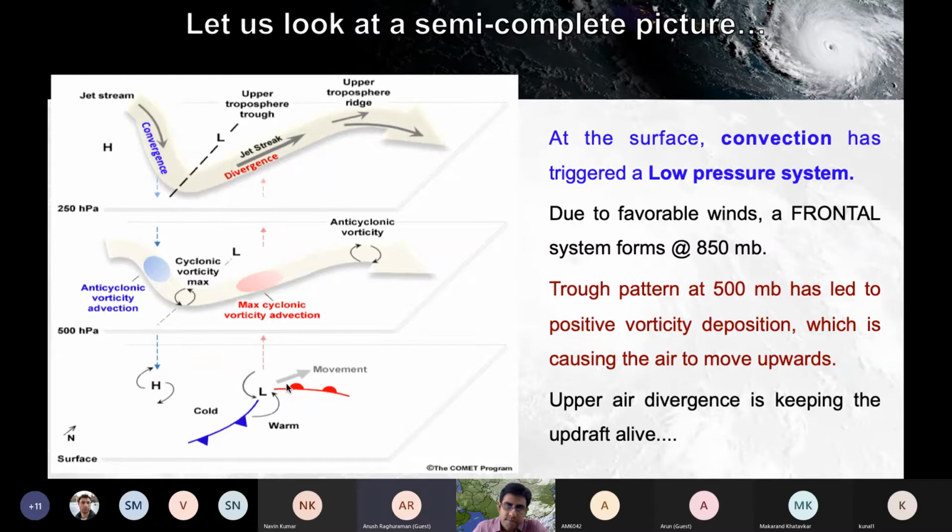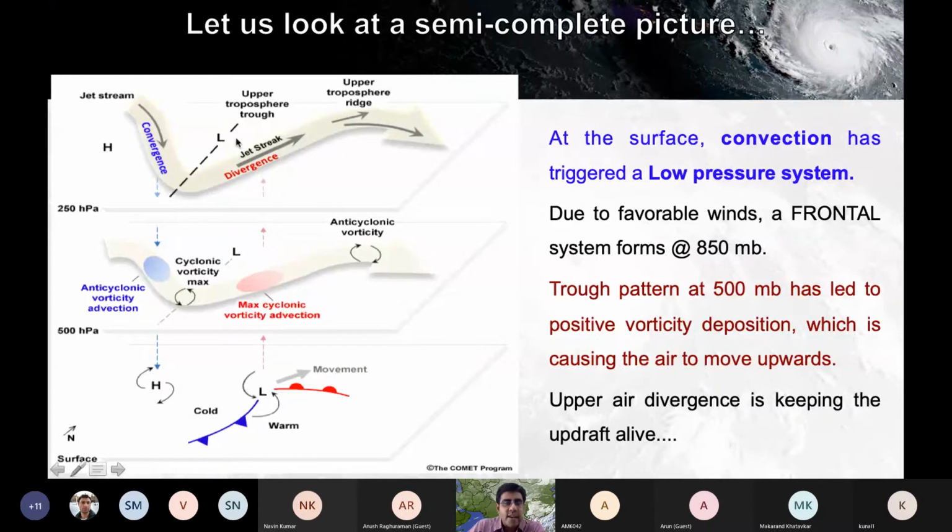Okay, sir. At 500, can you please explain? It's looking similar to 250, sir. I can't understand the difference between 500 and 250. So 500 millibar level is different from 250, because at 500 millibar you actually look for the instability which we talked about, which is the trigger for vorticity deposition. The dipping down, or the trough pattern at 500 millibar, indicates that there is a lot of vorticity deposition, and that is going to help the clouds to sustain.